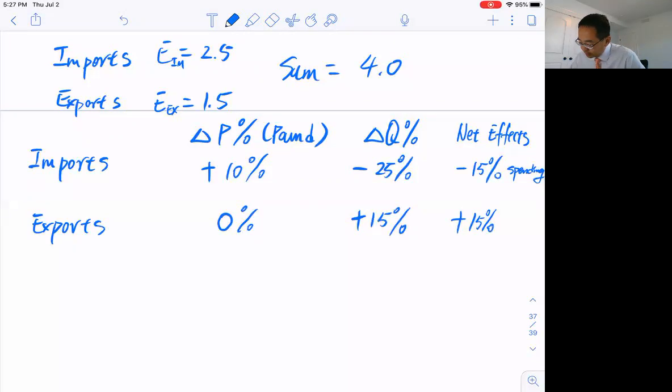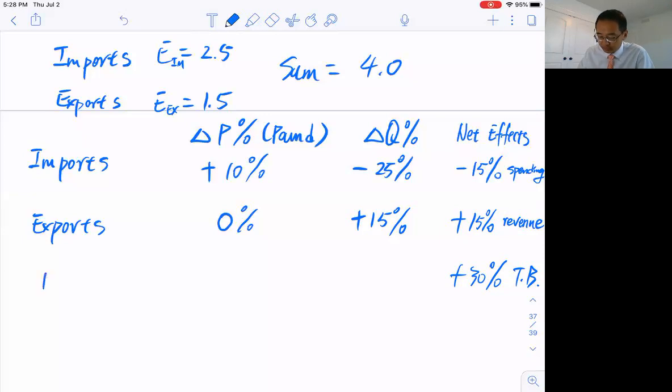What should we call that? I'll say export revenue, if you will. And now overall then, if you are spending 15% less on foreign products and foreigners are spending 15% more on your products, so the net effects would be a plus 30% on your trade balance. I'll just do TB for trade balance, right? Because now you're selling more to other countries and spending less on other countries' products. So exports increase by 15%, imports decrease by 15%.